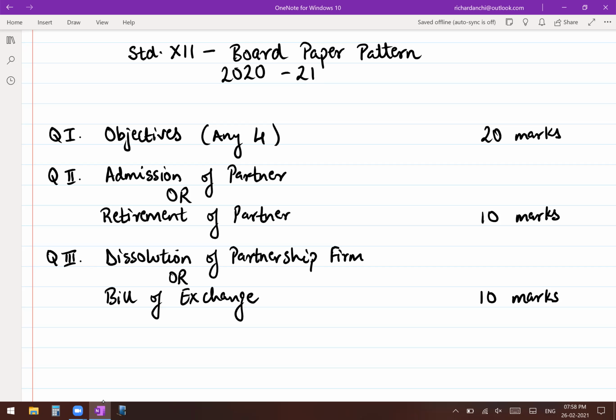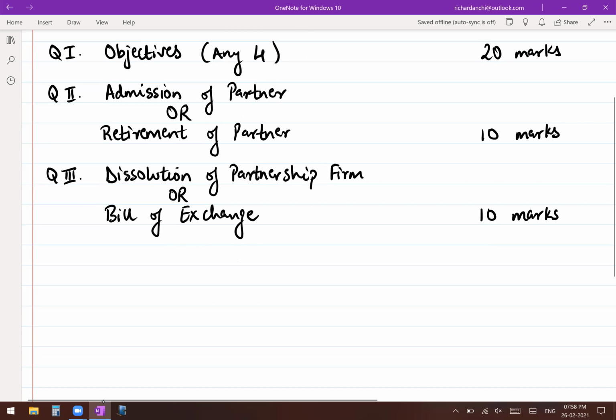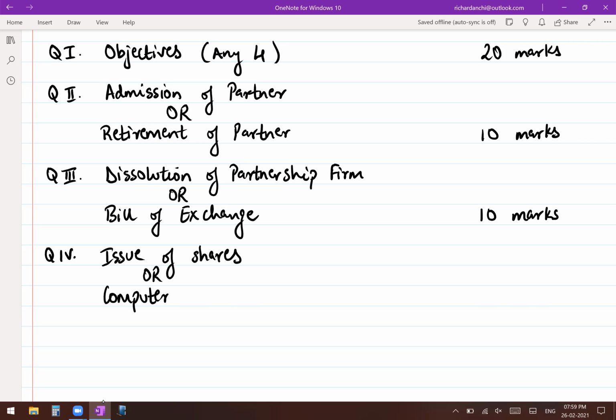Fourth question is issue of shares. An option for this is computer accounting. Issue of shares is a journal, so all journal entries are there, and computer accounting is full theory. In that last chapter, you just have to study the features, the importance, all those parts. So that is theory. It is for 8 marks.